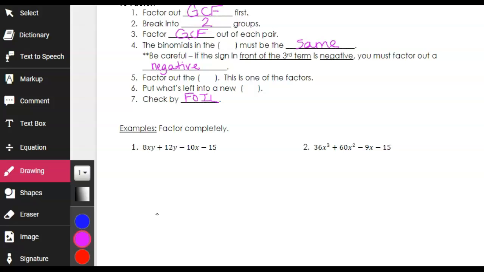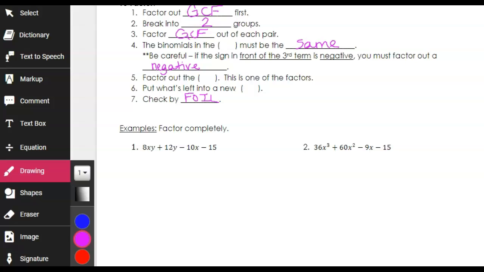Okay. So let's look at example 1. We want to factor completely. This is a 4-term polynomial. So there's 4 clusters of coefficients and variables that are separated by addition or subtraction signs. So first thing I want to do is see if there's a GCF I can take out. My coefficients are 8, 12, -10, and -15. And other than 1, they don't have any common factors that you can divide by. They also don't share a common variable for all 4 terms, so there's no GCF to be taken out.